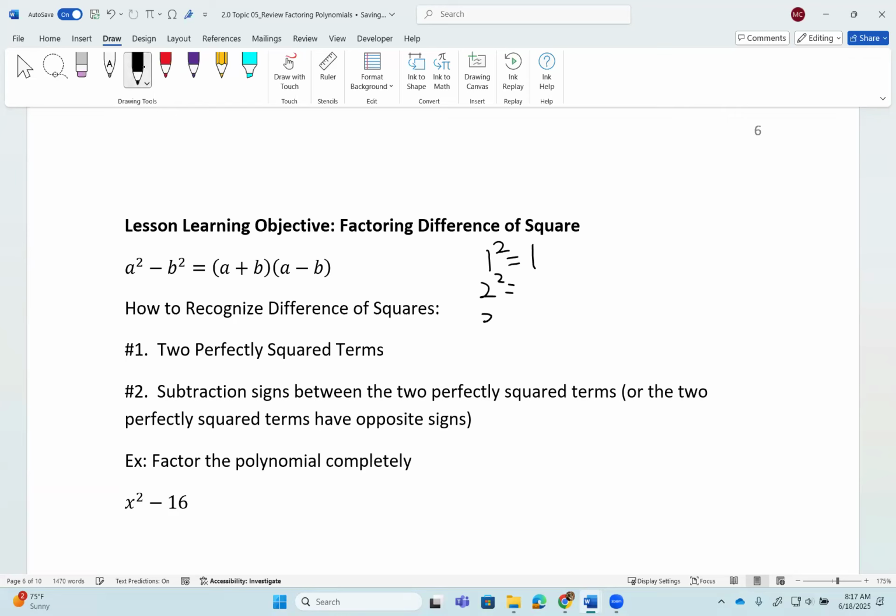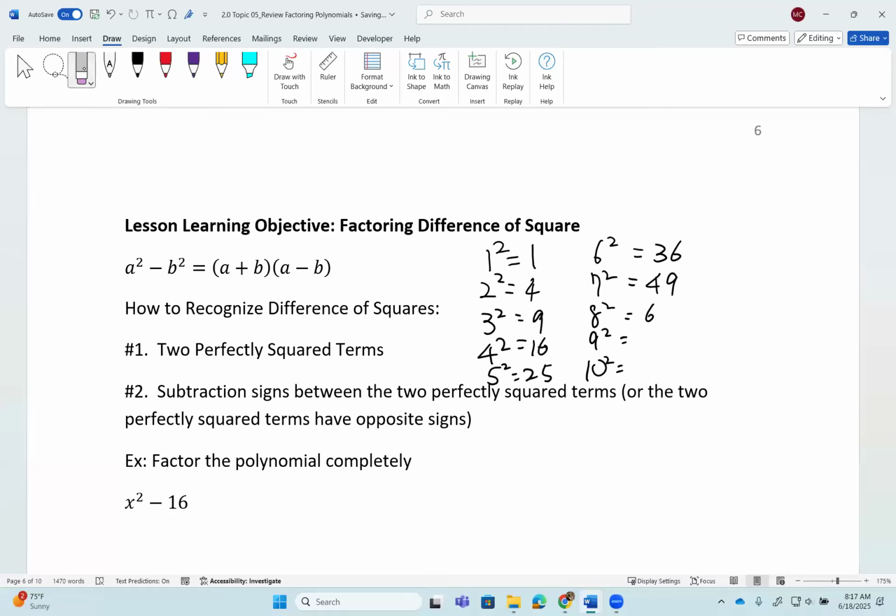2 squared, 3 squared, 4 squared, 5 squared. 2 squared is 4, 3 squared is 9, 4 squared is 16, 5 squared is 25. So these are all perfect square numbers. 6, 7, 8, 9, 10. 6 squared is 36, 7 squared is 49, 8 squared is 64, 9 squared is 81. 10 squared is 100. 11, 12, 13. I'm just writing down some of the popular ones, okay?